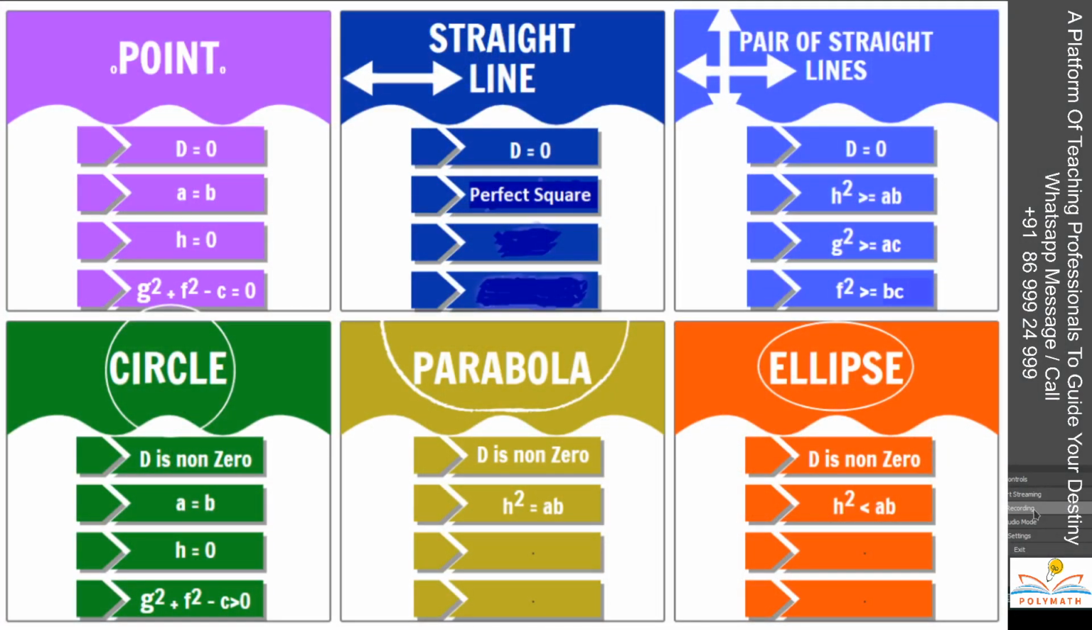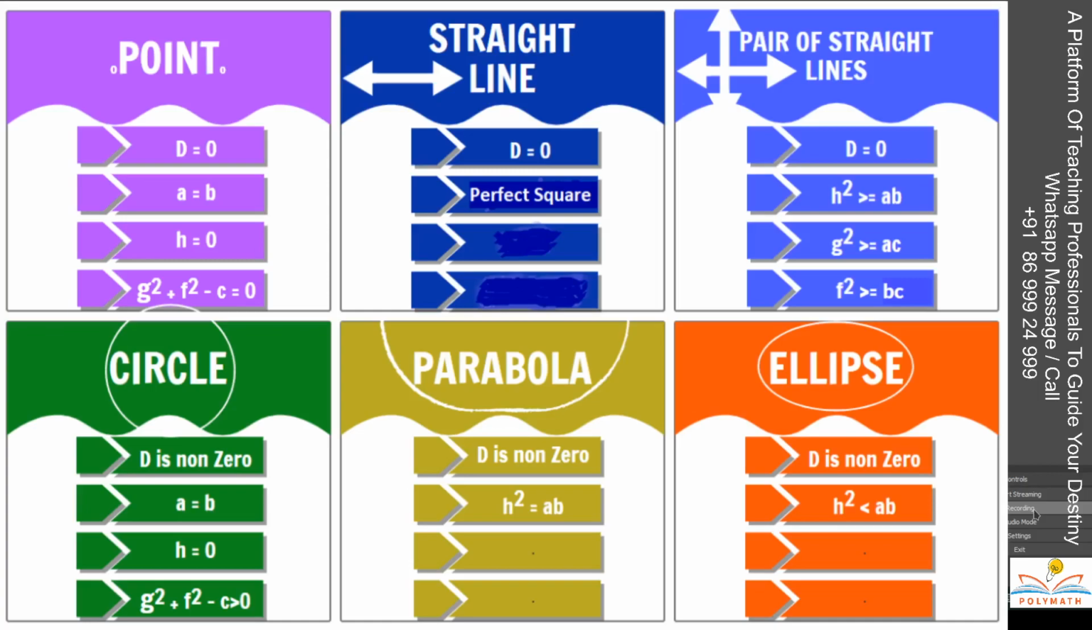First one, a point. To represent a point, a second degree non-homogeneous equation ax square plus 2hxy plus by square plus 2gx plus 2fy plus c equal to 0 needs D equal to 0, A equal to B, H equal to 0, G square plus F square minus C equal to 0. It's a point circle. Next, straight line. For a straight line, D is equal to 0 and the second degree non-homogeneous expression must be a perfect square.